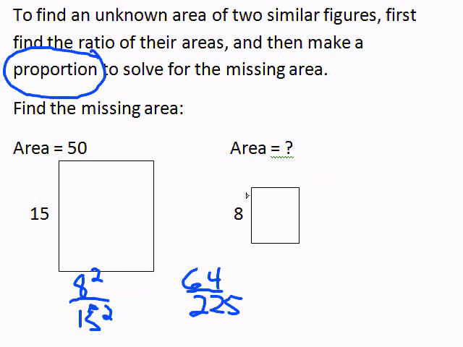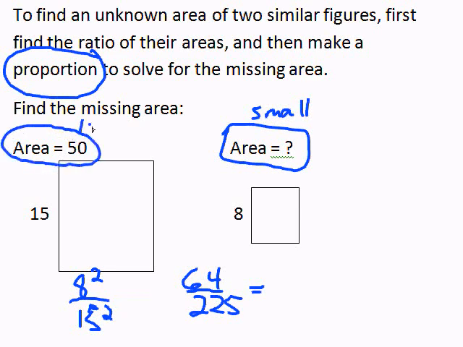This is the area of the small rectangle compared as a ratio to the area of the large rectangle. So we get 64 over 225 equals the area of the small over the area of the larger rectangle. So we get the small area, question mark, over the larger area, 50. And we don't have to square these because they're already giving us the areas, not the side length.